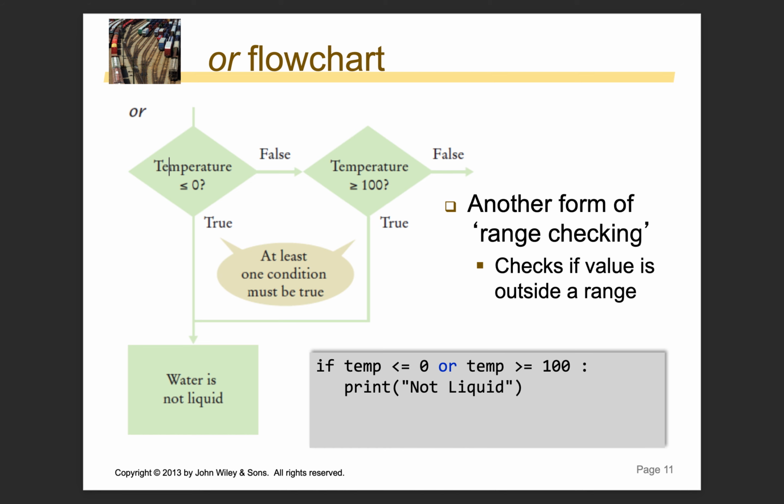If both of these are false, then we would move on with a separate section of our program. So this is another form of range checking. Whereas the AND operator was used to check if something was between two values, the OR operator can be used to check if something is outside two values. Okay, we're checking specifically that the temperature is not between 0 and 100. It's outside that range.